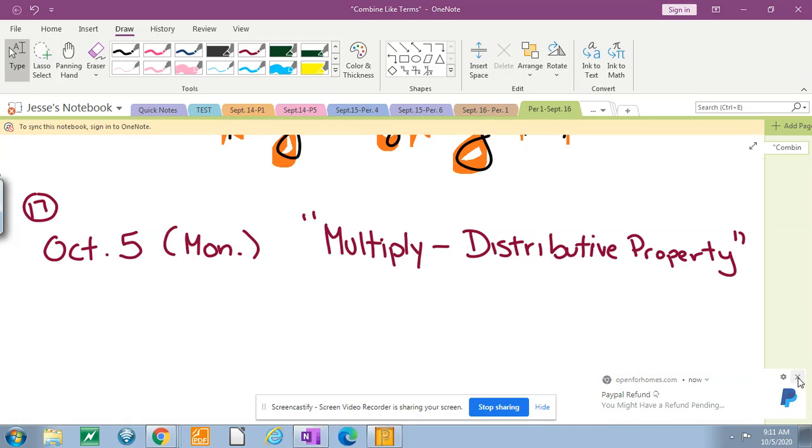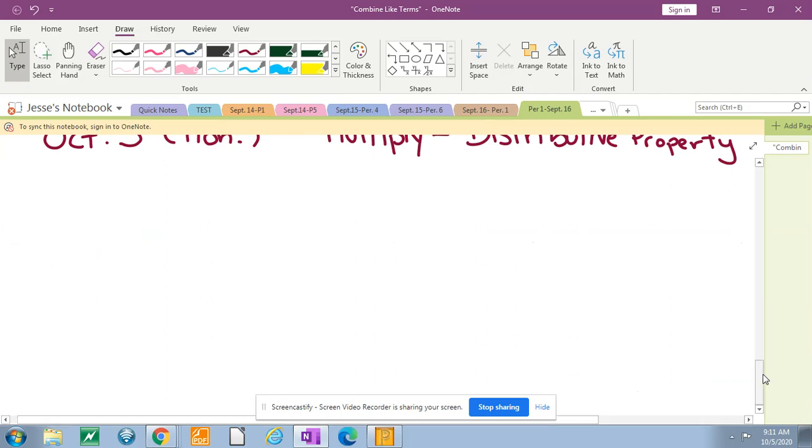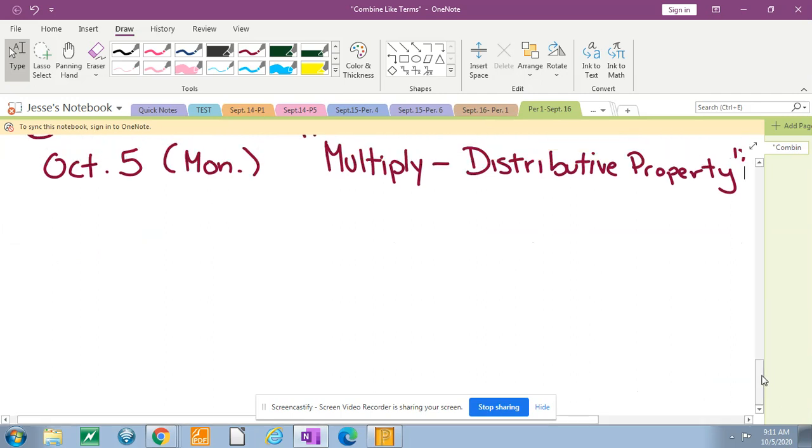So what does that mean? So we're going to be multiplying. Okay. Distributive property. So just to let you guys know, let's just do one problem from the quiz. Just put a star. And we're going to go ahead and do this problem.